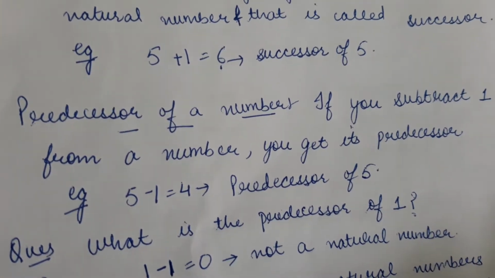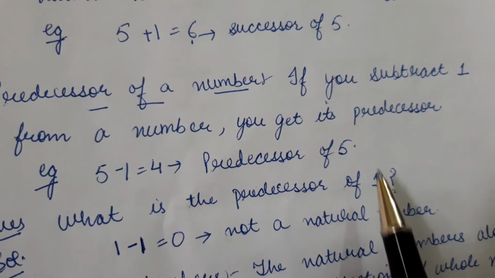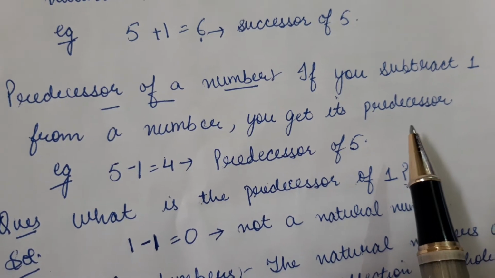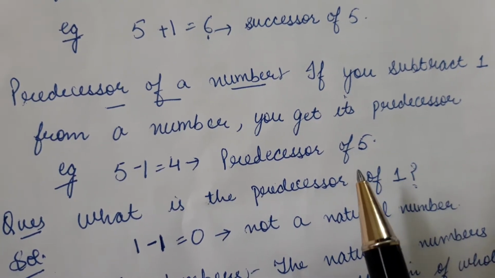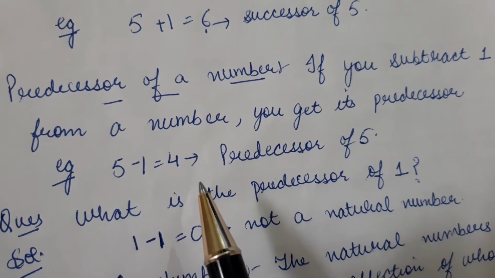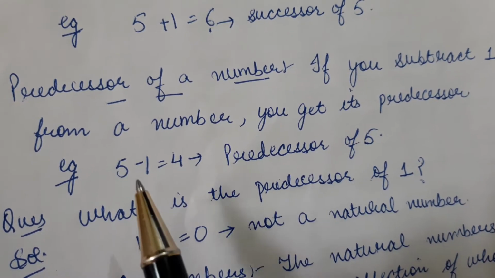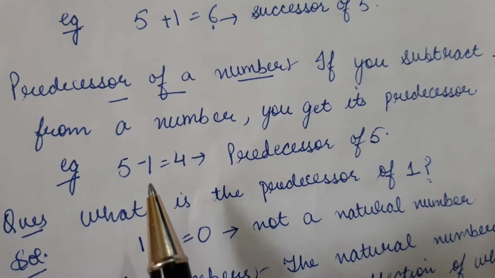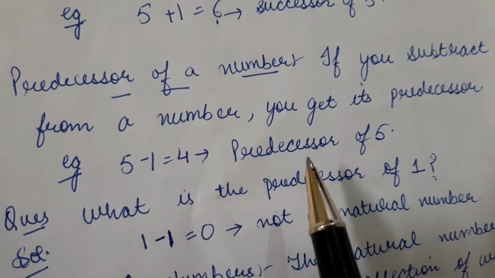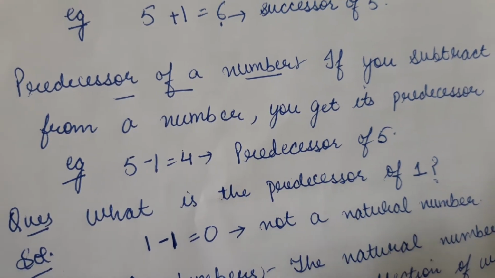Similarly, the predecessor of a number. If you subtract 1 from a number, you get its predecessor, the number immediately before it. For example, if I want to find the predecessor of 5, it will be 5 minus 1, that is 4. So 4 is the predecessor of 5.